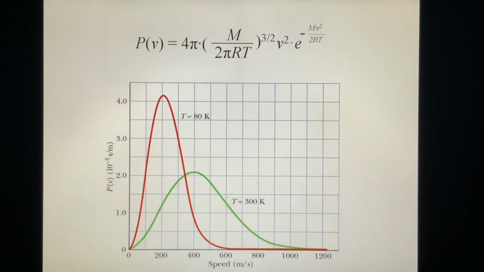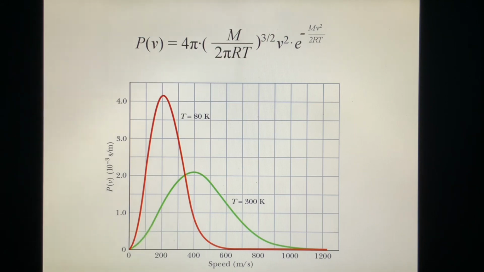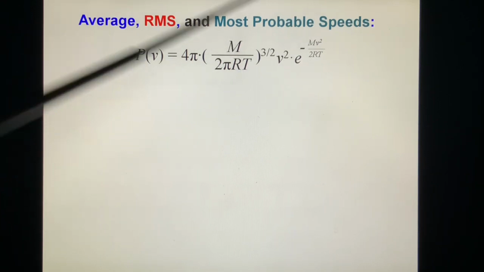Now you see, this is also a function of T, all right? At different T, we have different distributions of speed. With high T, say 80 degrees, 80K, 300K, the higher the T, you have more molecules with high speed. Average speed, root mean square speed, and most probable speed, we calculate from this one.